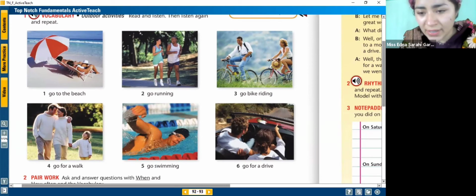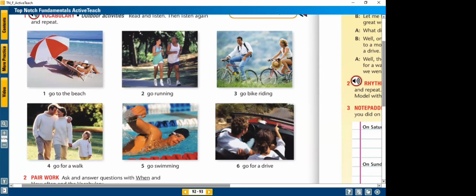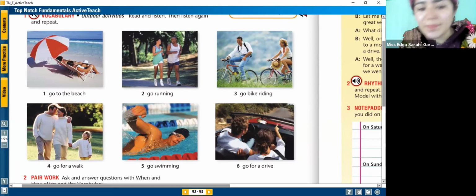Can you repeat the idea, Lilian? I sometimes go bike riding. That's good. Okay, Lilian, the next question. When do you go for a walk? In the mornings, in the evenings, at night? When do you go for a walk?